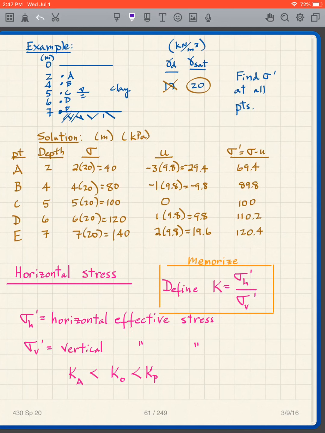And you have to remember, this is not sigma H over sigma V, it's sigma H prime over sigma V prime. So we have to remember the prime here. It ends up to be a very important part of this. And I want you to memorize this expression. And then we're going to have 3 different subscripts for the K: a Ka, a K0, and a Kp. I'm going to note that Kp is the biggest, Ka is the smallest, and K0 is in between. And I will describe what the meaning of these is.